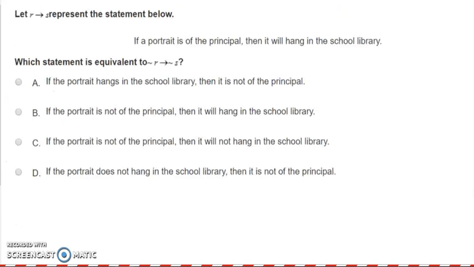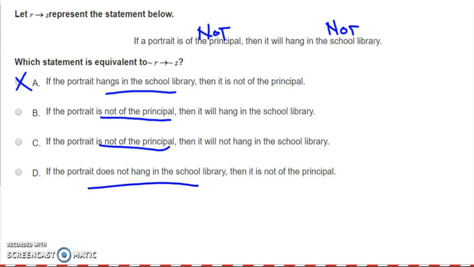If the portrait is of the principal, then it will hang in the school library. Which statement is equivalent to not R, then not S? In other words, we want the inverse. So we just have to negate it. So in this case, if it's not of the principal, then it would not be in the school library. Well, which one has that? If I look around here, this one says it hangs in the school library, it swaps it around. It says it's not of the principal. Again, it switched everything around, so it's not that. Then here we're going to say that it will not hang in the school library. Well, this one, it will. So it's not B. So in this case, my answer here is C.